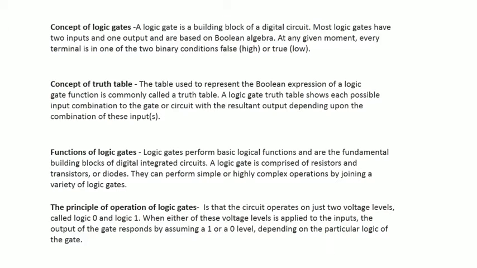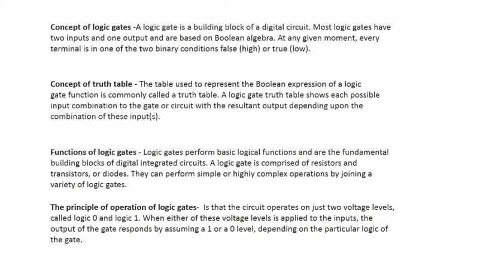Most of the logic gates have two inputs and one output, and their operation is based on Boolean algebra. What is the concept of a truth table? The truth table is used to represent the Boolean expressions of logic gate functions. Depending on the input signals, the output varies or gives the result. What is the function of logic gates? The logic gate performs the basic logical functions and is a fundamental building block of digital integrated circuits.